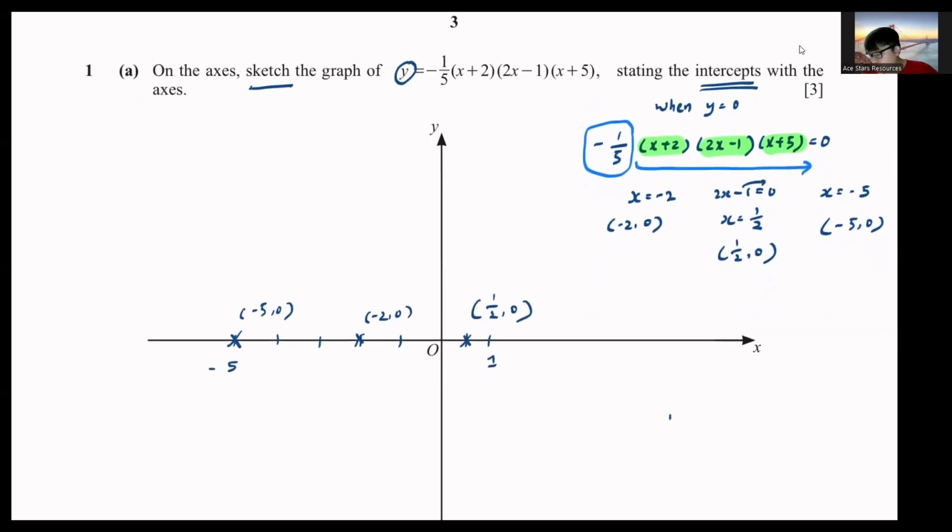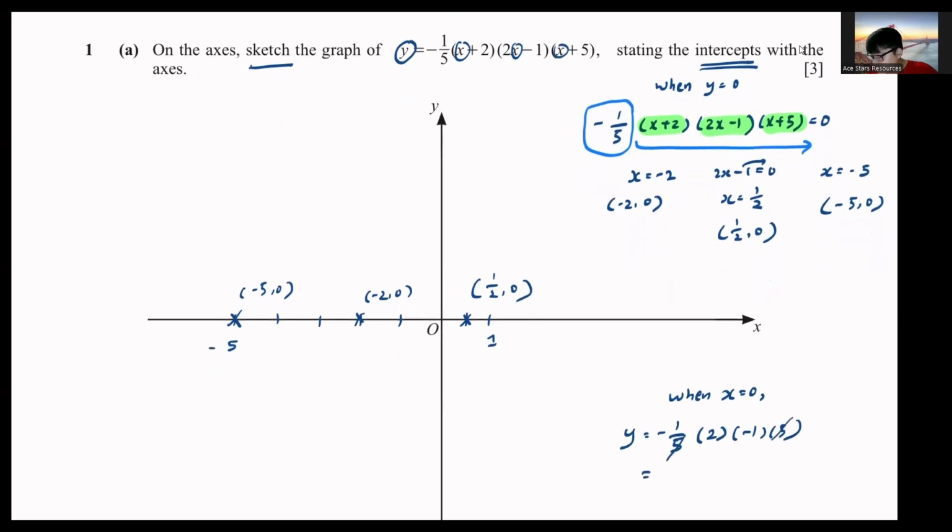Now what should you do next? You should find out when x is equal to 0. This is where the curve will cut the y-axis. So y is equal to negative 1 over 5, 0 plus 2, that's going to be 2. Just replace all the x here with 0. So negative 1 over 5, and this one you can cancel out. Negative 2, 0, 2. Okay, so that gives 2.